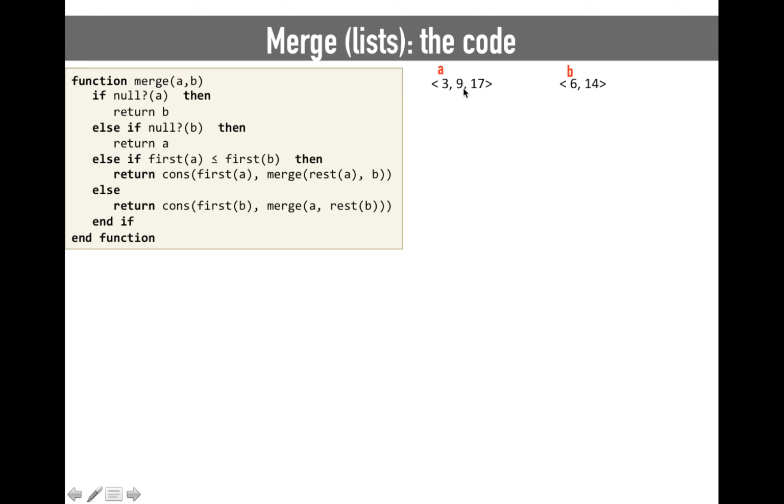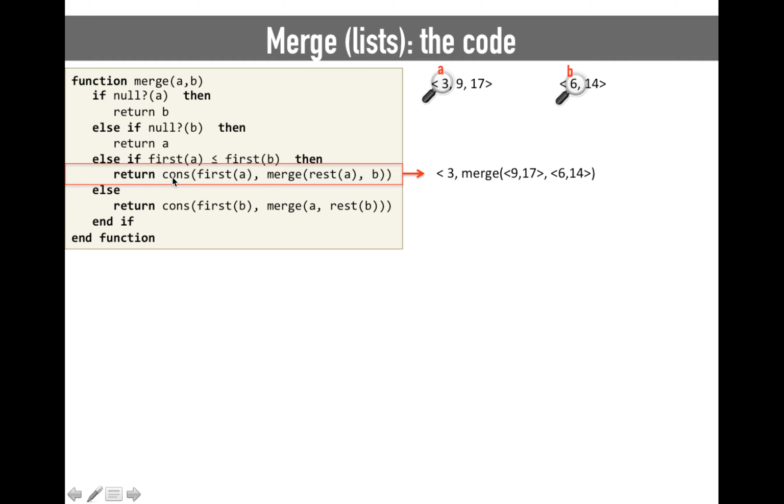Here we have two lists. One of them is sorted, and so we call merge, and we ask whether the list A is null. It is not. So we ask whether the list B is null. No, it's not. So now we compare the first two elements. Now we are going to select the smallest element, that's 3, put it in a new list, and call merge again. So as this condition is true, we do that.